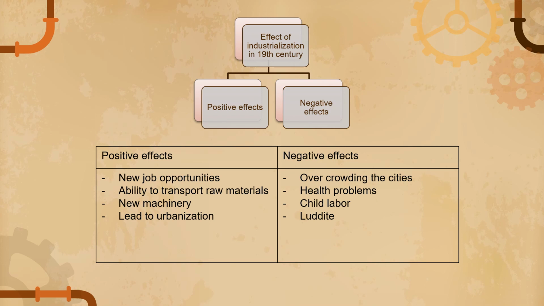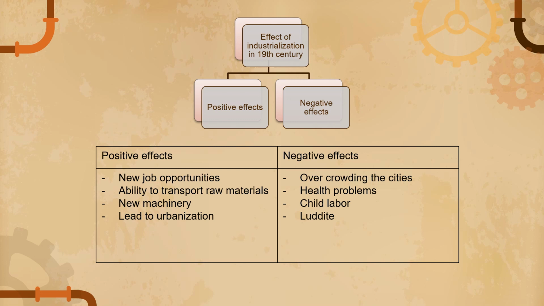The industrialization also led to urbanization as there was a movement of people into the cities. It is because some citizens wanted to live closer to their working place. Even though the industrialization had brought a lot of positive effects, it also brought a lot of negative effects. The industrialization made people overcrowd the cities due to the urbanization.